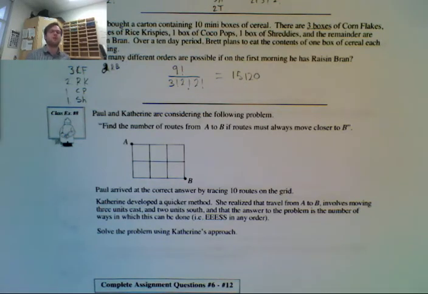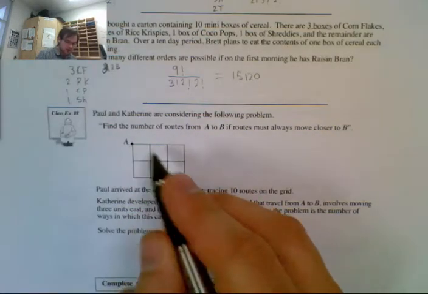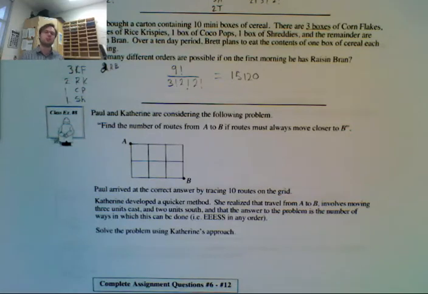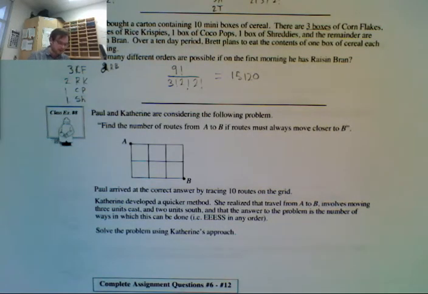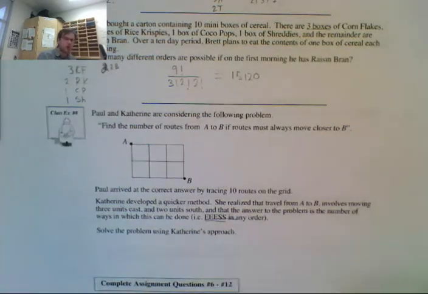Paul and Catherine are considering the following problem. They want to find the number of routes from A to B if you always must move closer to B. Okay, so Paul arrived at the correct answer by tracing 10 different routes on the grid. Catherine developed a quicker method. She realized that travel from A to B involves moving 3 units east and 2 units south. Okay? And that the answer to the problem is the number of ways in which she can be moving these 5 units altogether.